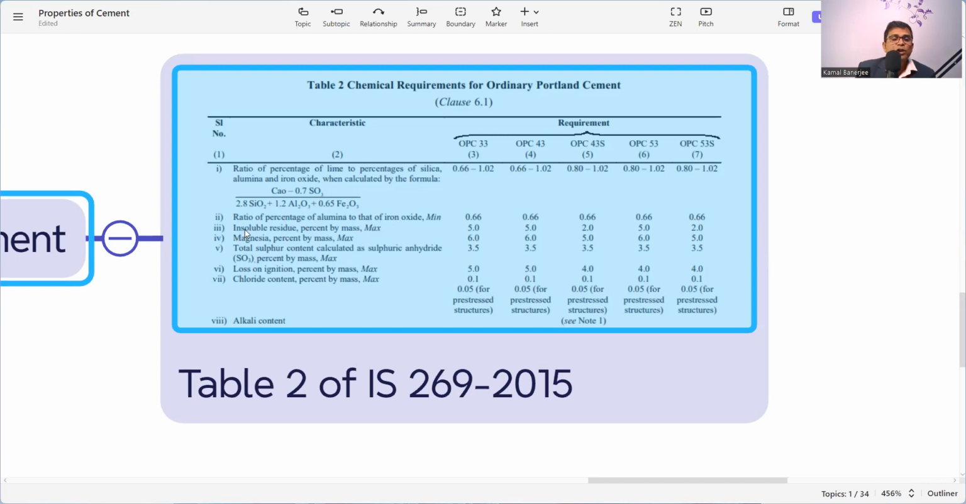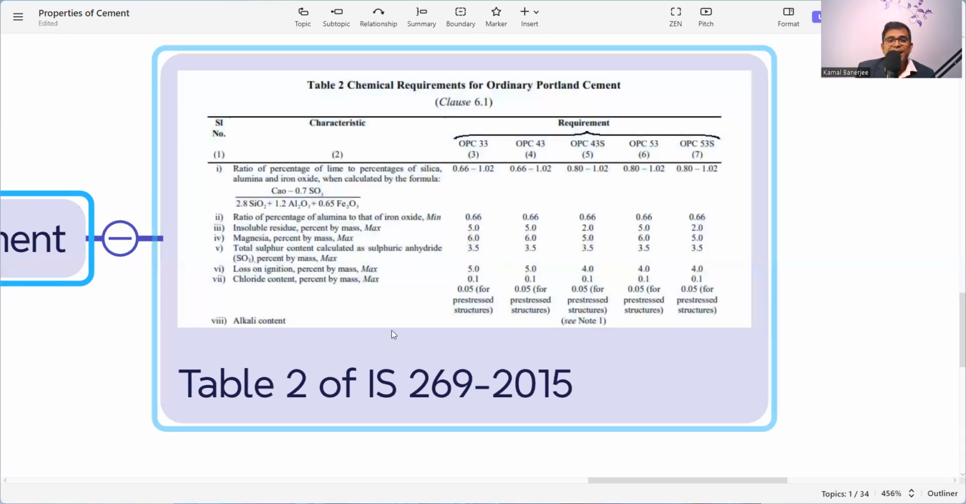And then insoluble residue percentage by max. This is the maximum percentage. Then magnesium percentage by max. Then total sulfur content calculated as sulfuric anhydride percentage by max. Loss on ignition percentage by max. Chloride content percentage by max, and alkali content.